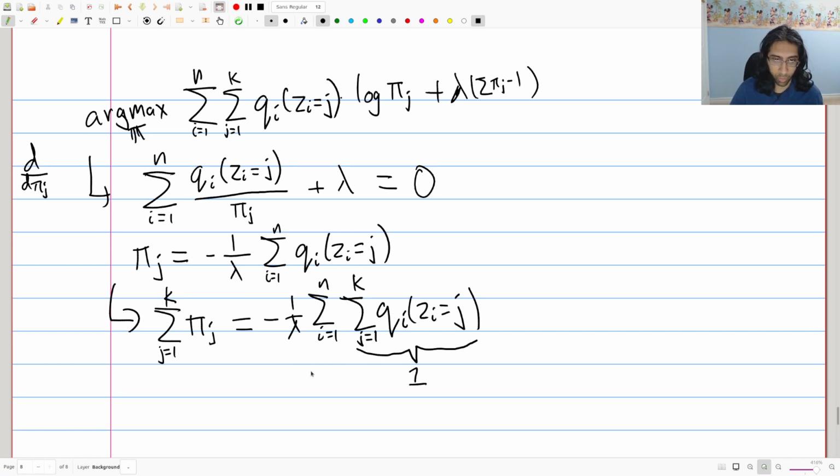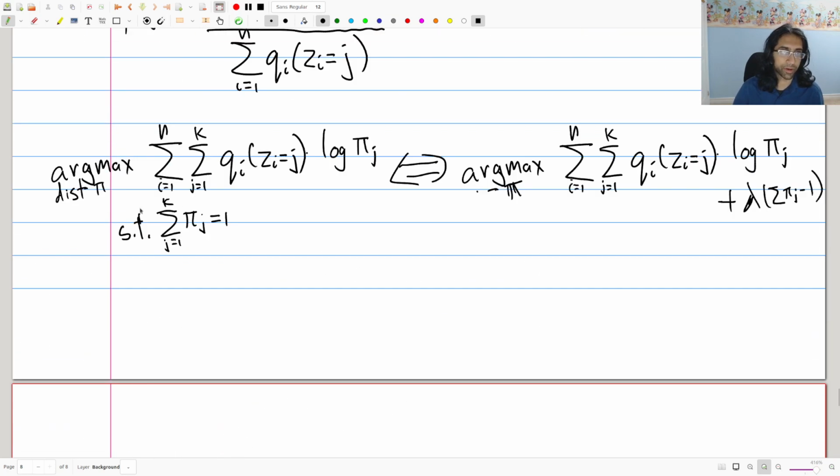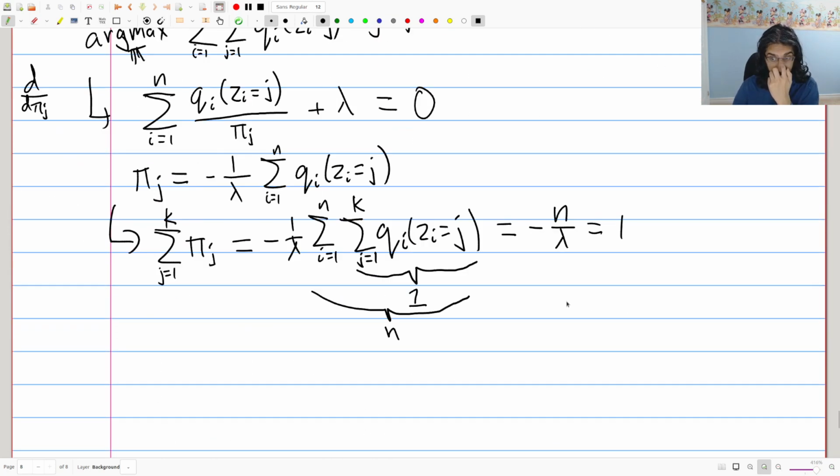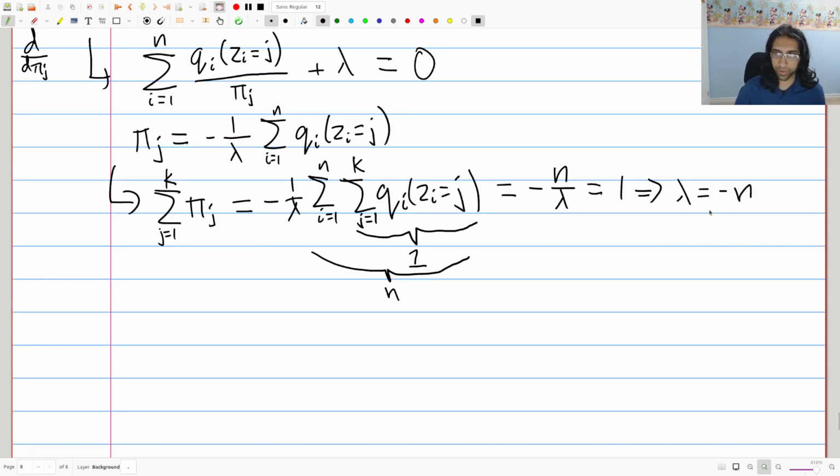And therefore, if you sum 1 over n different points, this is going to be n as an expression as a whole. So this is going to be equal to minus n over lambda. However, recall also what this equals. This term here is also supposed to be equal to 1. That's the constraint that we are imposing because it's a distribution. And therefore, this implies that lambda has to be equal to... sorry, minus lambda equals minus n. Yeah, that's it.